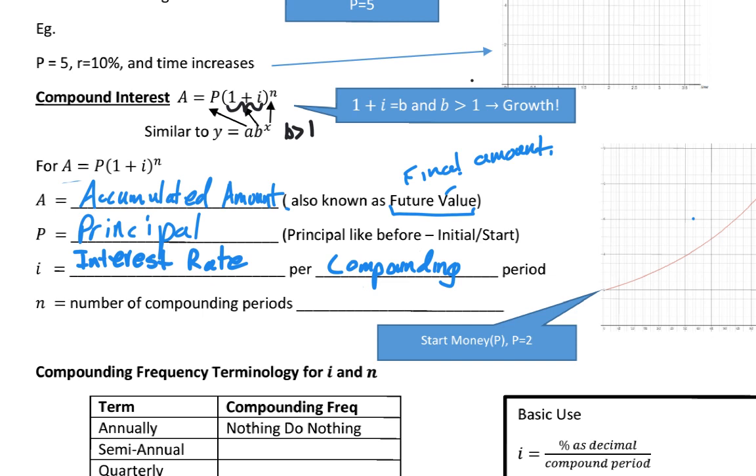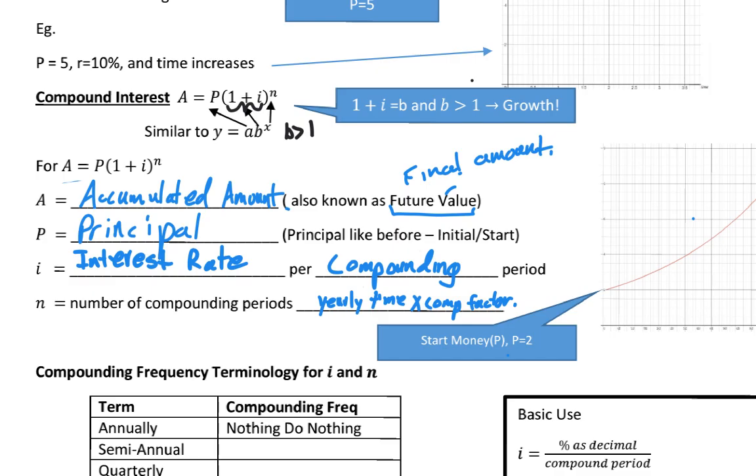Now let's talk about n. n represents the number of compounding periods. We usually take some composition of yearly time and multiply by a compounding factor. And we'll talk about that in the next part of this lesson.